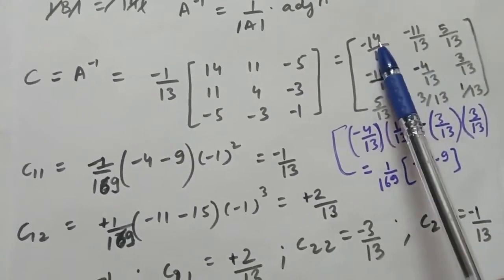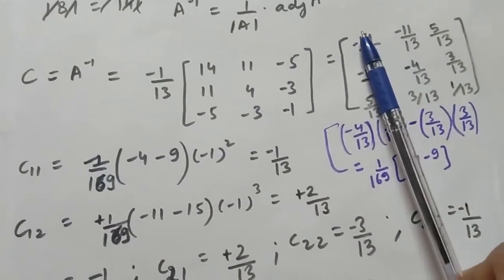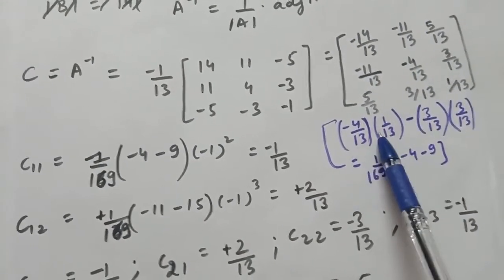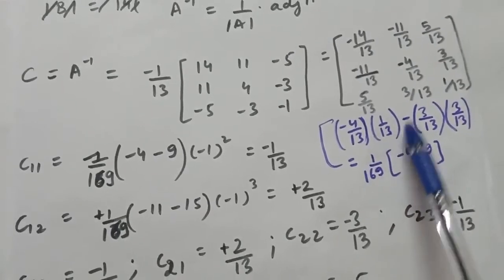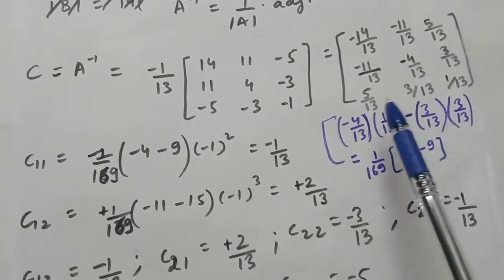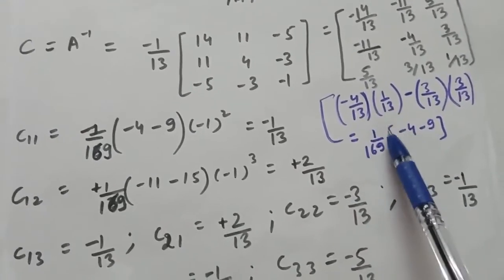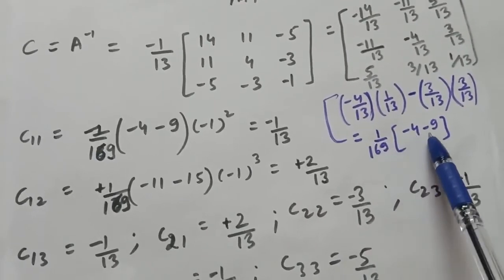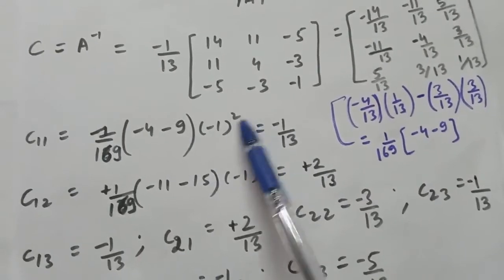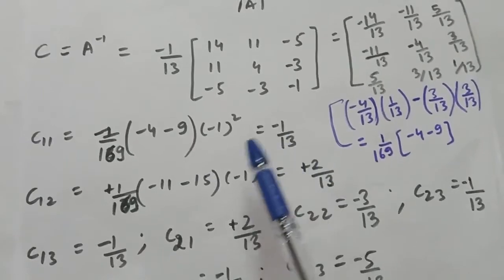Now the cofactor of this first element, that is C11, will be, leave this first column and the first row. So you will get minus 4 by 13 into 1 by 13 minus 3 by 13 into 3 by 13. And this complete will get multiplied with plus 1 only, right? So now take out 1 upon 169 common. So you will get minus 4 minus 9, right? And it will get multiplied with minus 1 square, that is plus 1. So you will get the answer as minus 1 by 13.